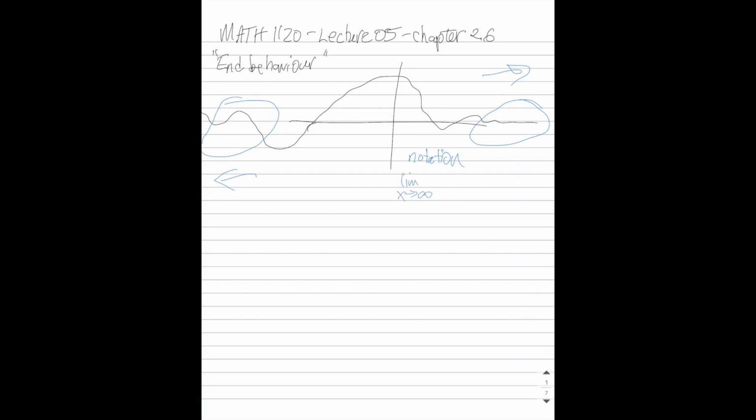On the right side, we will write limit as x approaches infinity of the function. On the left side, the value of x is going very far out to the negative side, so we'll write limit as x goes to negative infinity of the function. These types of limits are called limits at infinity.